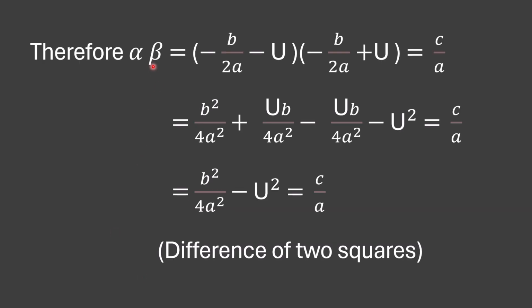Now we're going to multiply them, alpha times beta, to obtain c over a, which is the relationship given earlier, although the proof was not given, but we're going to see the proof in our next video. So we expand, and we'll have this expression. This can cancel off, so we're left with this. Now, you notice we have b squared, we have 4, which can be written as 2 squared, a squared, and we have u squared. This is what we call a difference of two squares expression.